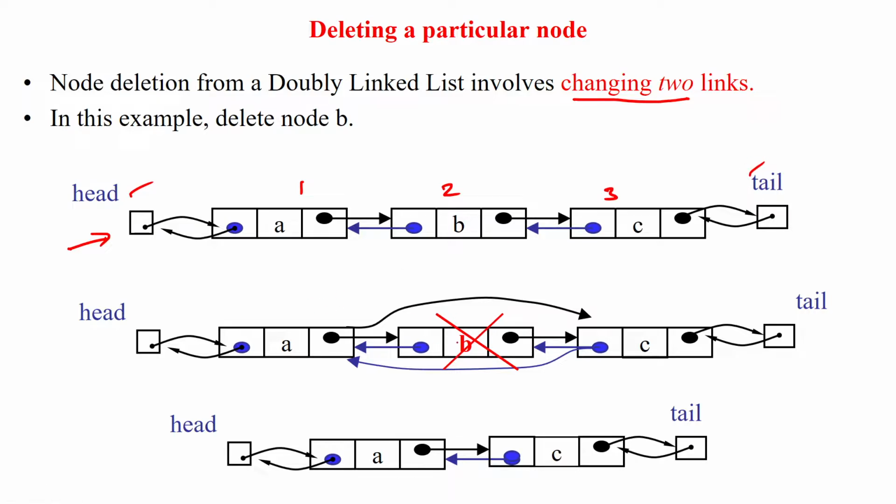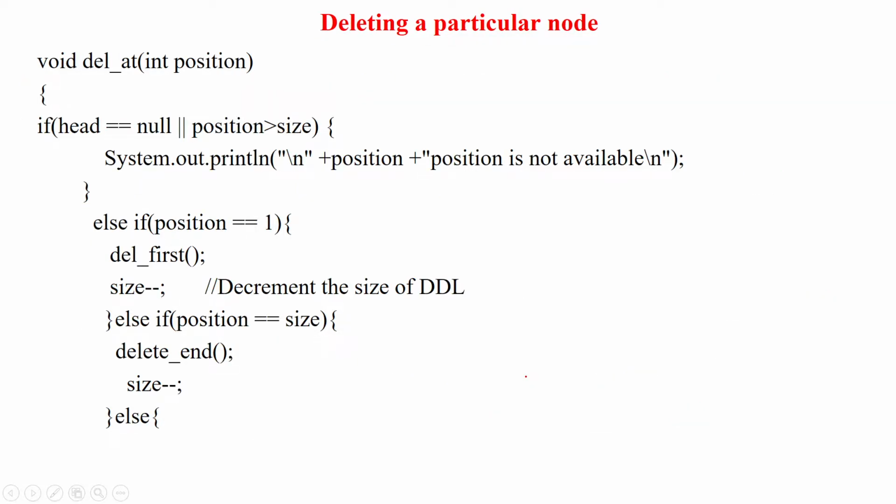Suppose we want to delete node number 2, then we have to make an update in the next field of the previous node and the previous field of the next node. We can do that using Java code. Initially we have to pass the position. The position may be 3, we will pass.